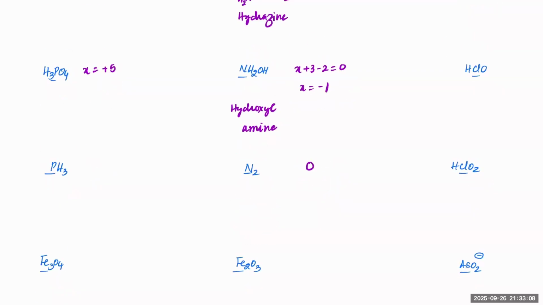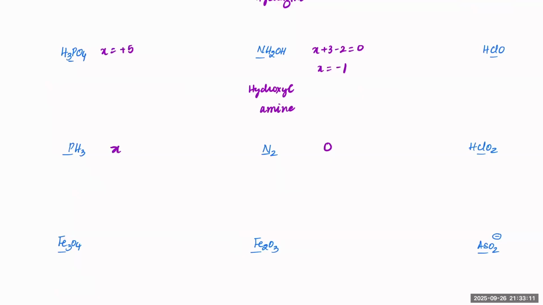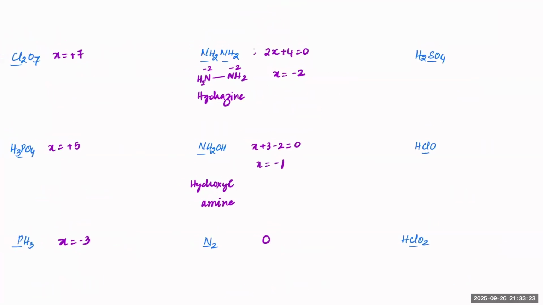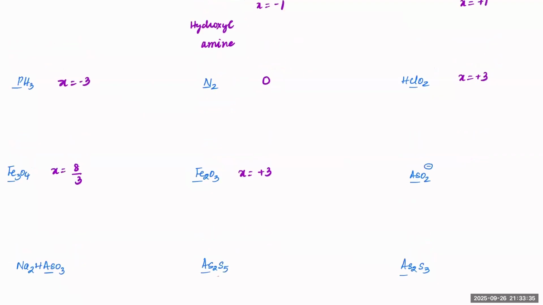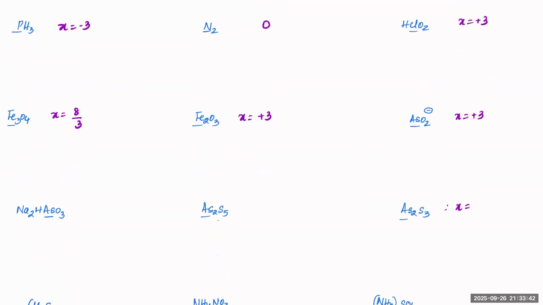N2 is 0. PH3 is -3. X is equal to -3. This also we learned. X is equal to 8 by 3. Okay. This we can just figure out easily. X is equal to 3. H2SO4 we learned. X is equal to 6. Here x plus 1 minus 2 equal to 0. So x is equal to plus 1. And here x is equal to plus 3. And here x is equal to plus 3. And here also arsenic will have x equal to plus 3.